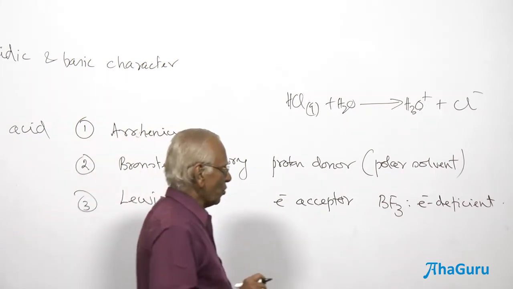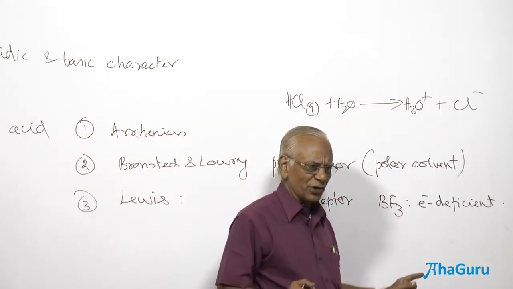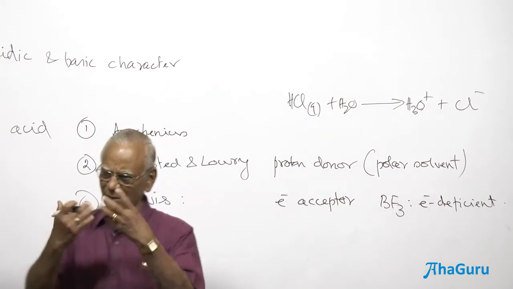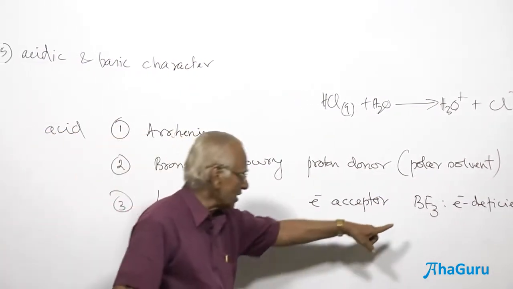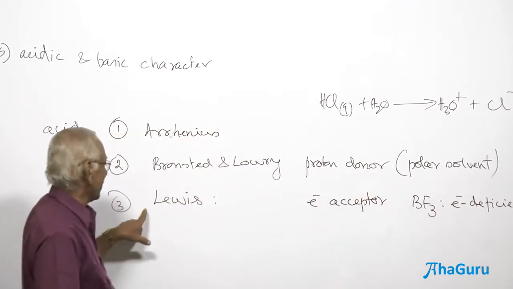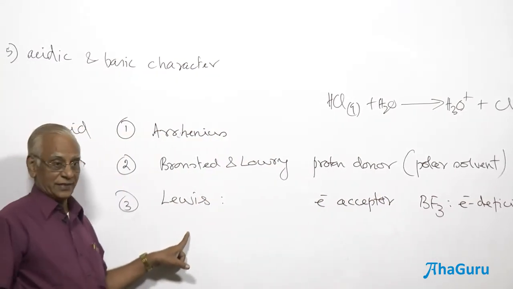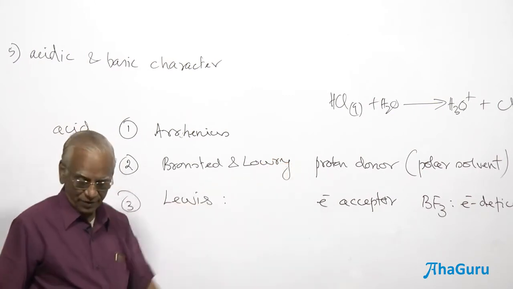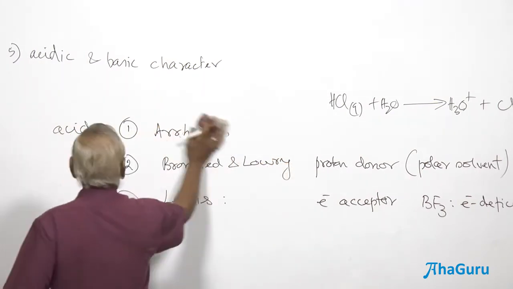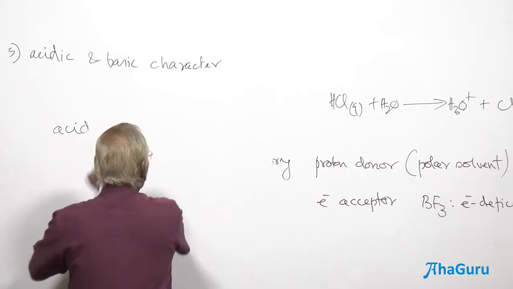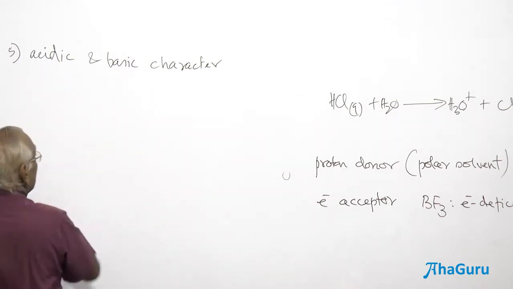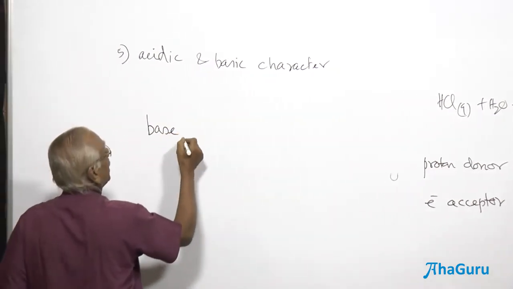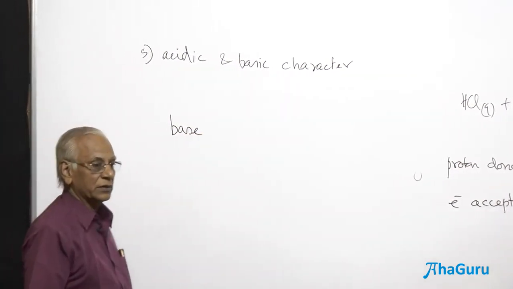So, what should be the property of an electron deficient molecule? They always have affinity towards electrons and are prepared to accept electrons. Because they are electron acceptors, they can be considered as an acid, a Lewis acid. There is no hydrogen over there, but still it is an acidic property. Now, let us compare this acidic property and the basic property. What is a base? Again, Arrhenius definition.